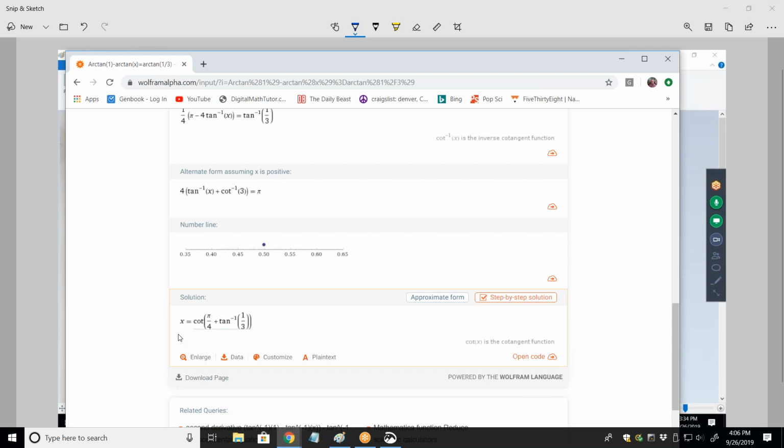The other solution is x equals the cotan of all of that. And again, arctan of 1/3 is a number. And then you can take the cotangent of pi over 4 plus that number. Yes. So there's a couple ways to do this.